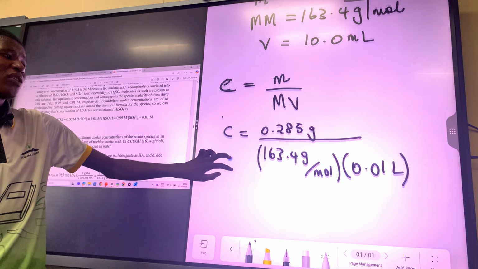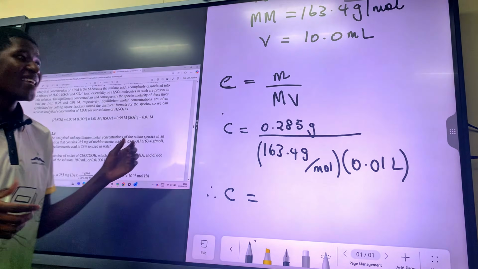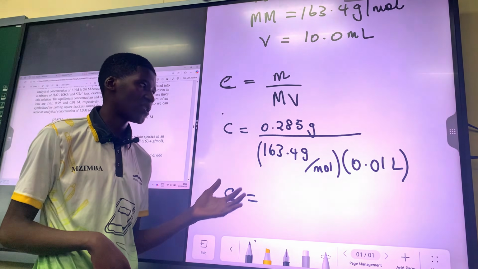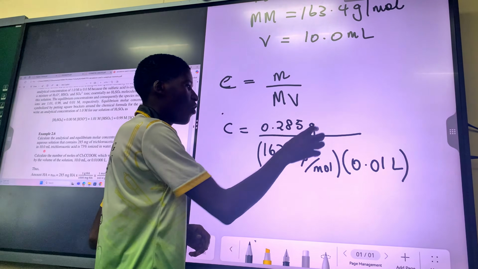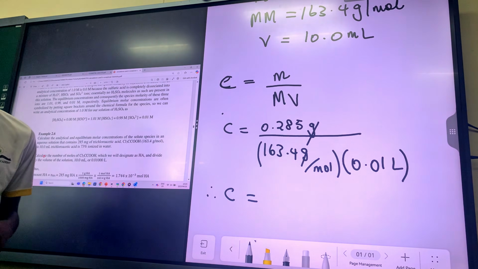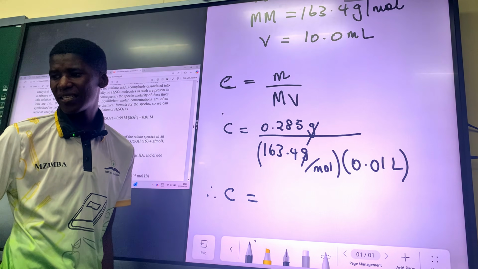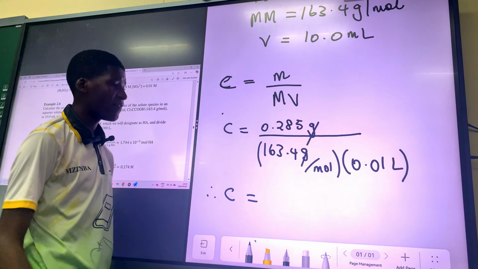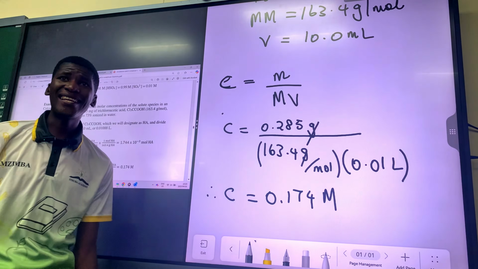So whatever you find there will be an analytical concentration. You measure it in molar, in moles per liter. It's the same thing. So 0.285 grams over this, the grams will cancel off, and then mole will go on top, a liter will remain at the bottom. So our answer will be in moles per liter. In this case, it is equivalent to 0.174 molar. 0.174 molar, or mole per liter.